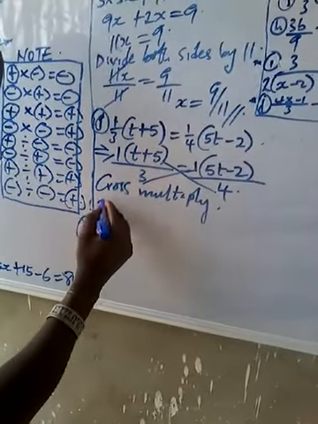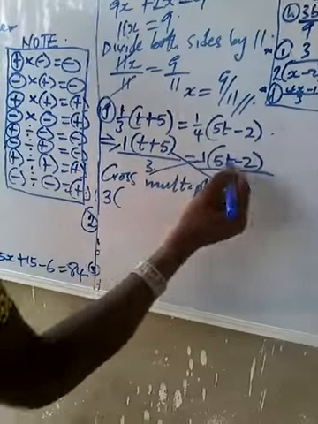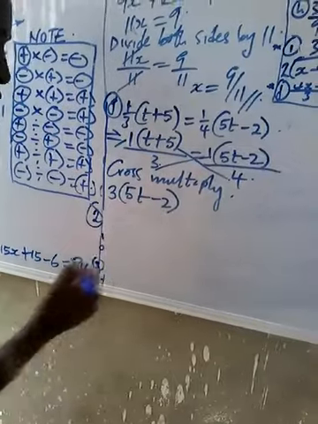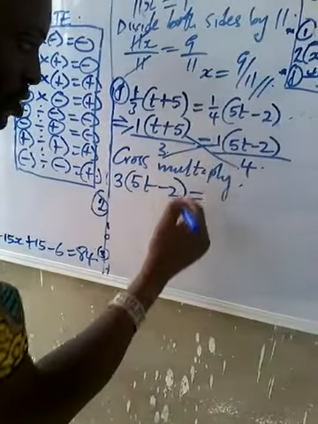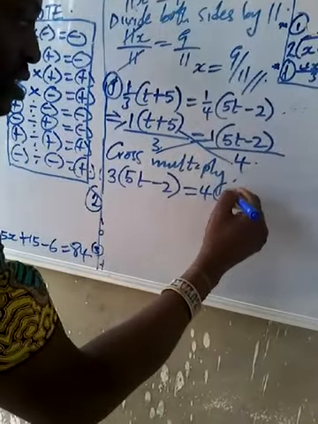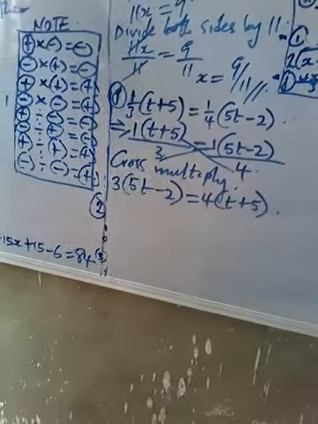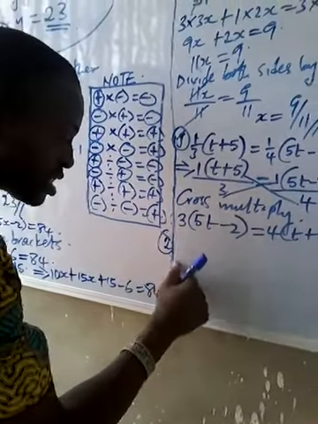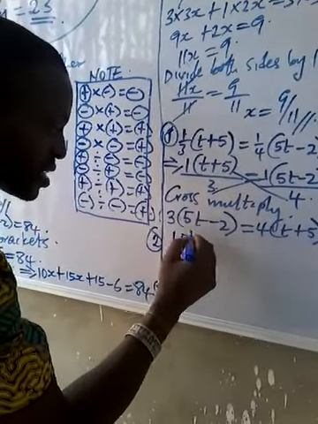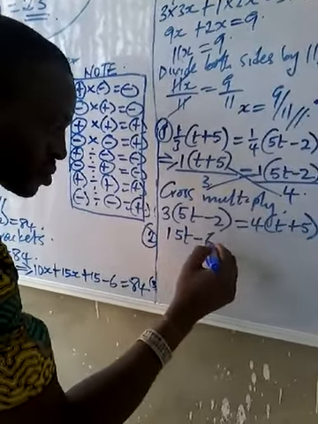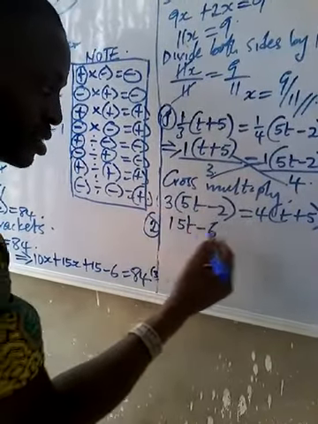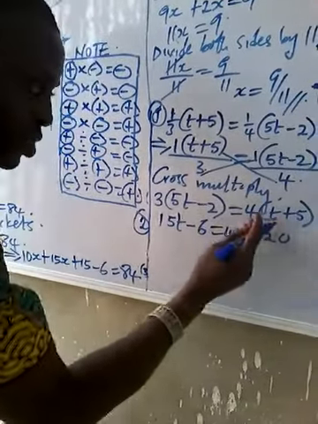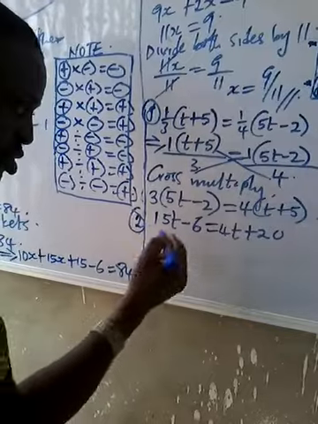So then you have 3 into bracket 5t minus 2 close the bracket is equal to, the equal sign must not move, 4 into bracket t plus 5. When you open this bracket, you use 3 to multiply each of the entities in the bracket, and that will give you 15t minus 6, because minus times plus will give you minus, is equal to 4t plus 20, because 4 times 5 will give you 20. Now what do you do? Just collect like terms.